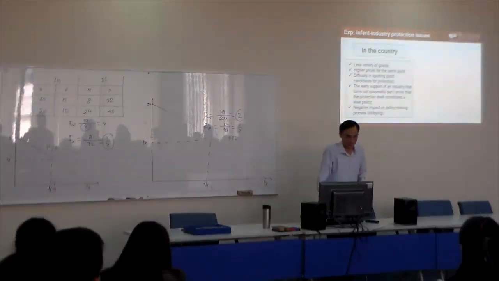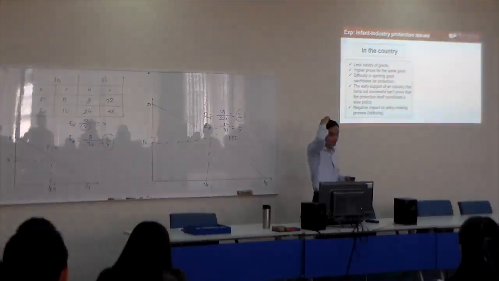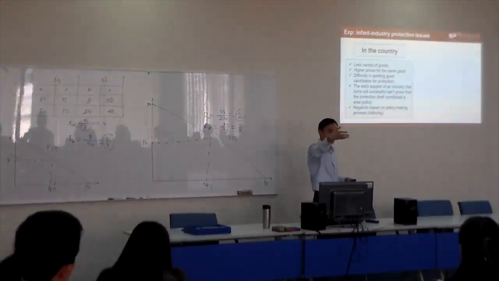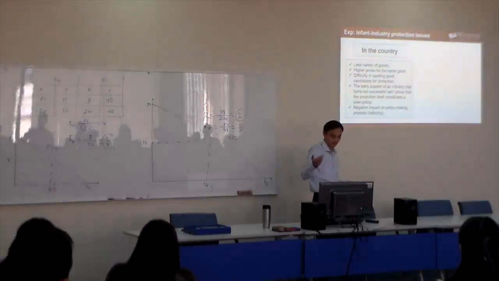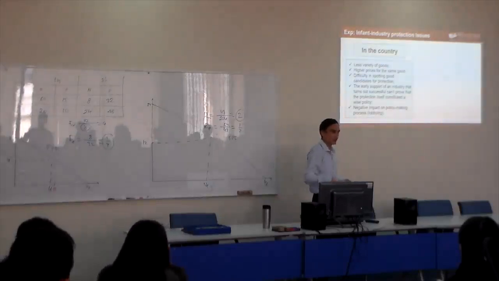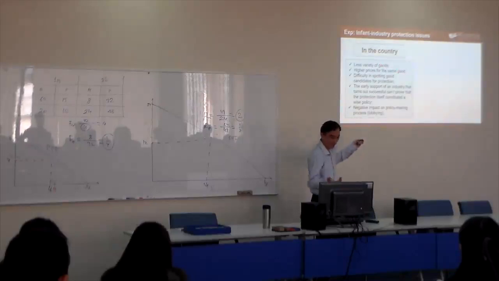Okay? So, what about the problems of infant industry? All right. If it's infant industry, we are strongly supporting high tariffs, high quotas. It means less variety of goods. We have less variety of car brands because it's too expensive. Higher prices for the same good. Okay. And difficulty in spotting good candidates for protection.